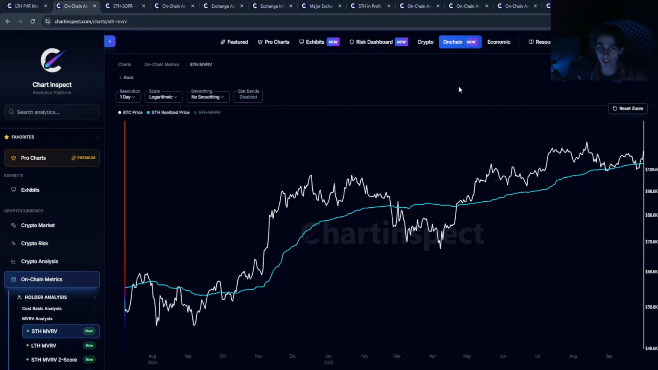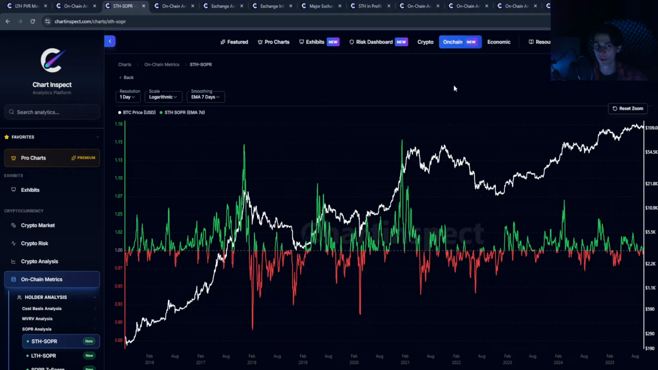So let's start with the people who matter the most, at least right now. These are the short-term holders themselves. This is the short-term holder spend output profit ratio, or short-term holder SOPR for short. It measures whether short-term holders are realizing profits or losses when they move their coins on chain. When this level is above 1, they're taking profits. And when this level is below 1, they're realizing losses on chain.